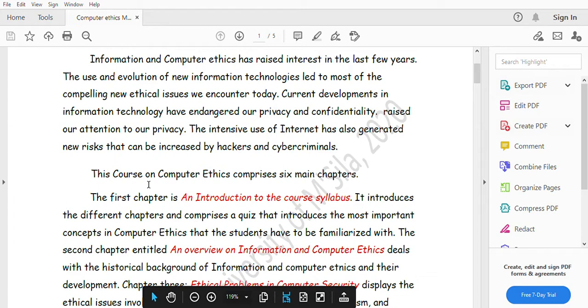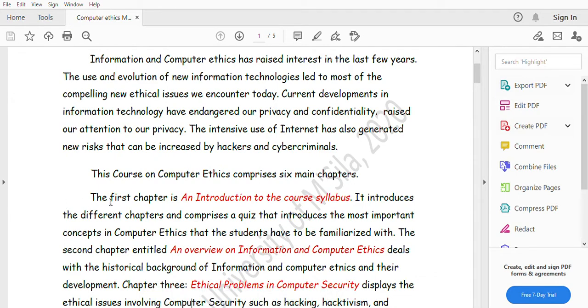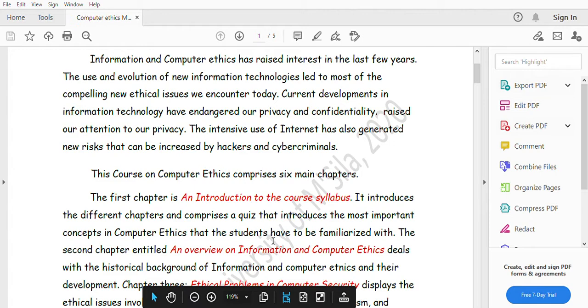So this course in computer ethics comprises 6 main chapters. We have the first chapter, the one we are having today, to introduce you to the syllabus and the program, and we will have a quiz at the end of the chapter. So this chapter introduces you to the different chapters and comprises a quiz that includes the most important concepts in computer ethics that the students have to be familiarized with.